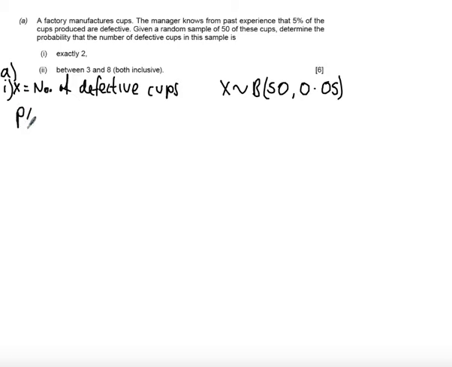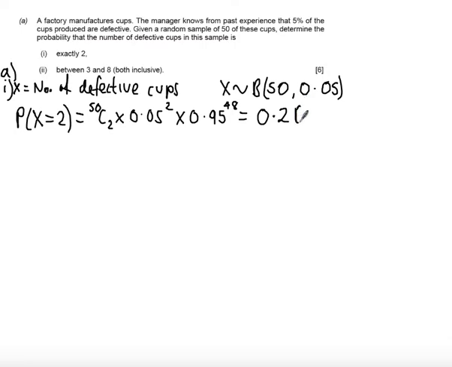So we can then answer probability that x is equal to exactly 2. We can use the binomial formula. N choose x, so 50 choose 2, times the probability of it being defective, 0.05 to the power of 2, times the probability of not being defective, 0.95, to the power of the remaining number of cups, which is 48. Now if you work through that on your calculator carefully, you should get an answer of 0.261 to 3 decimal places.